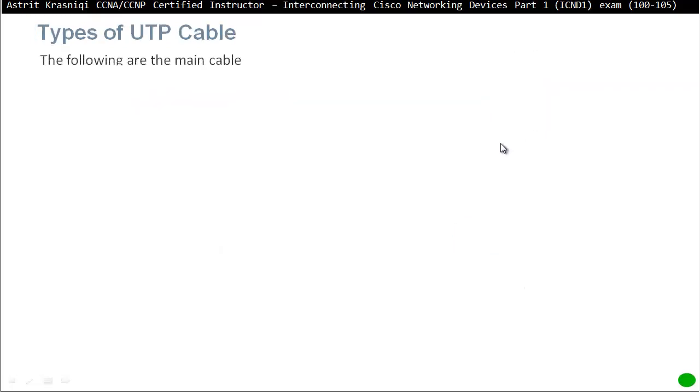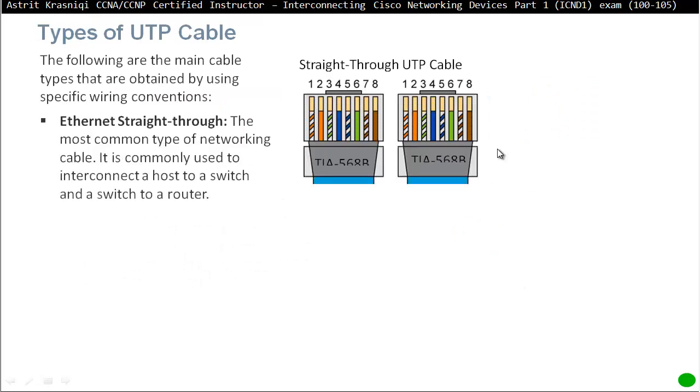The types of unshielded twisted pair cable: the following are the main cable types that are obtained by using specific wiring conventions. We have an Ethernet straight-through cable, the most common type of networking cable, and it is commonly used to interconnect a host to a switch and a switch to a router.